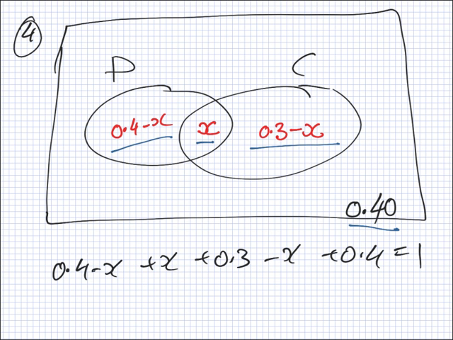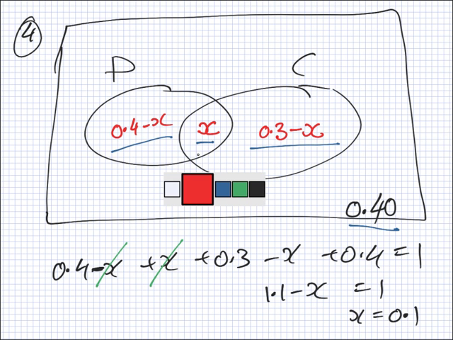Can you just do without... What equals 0.6? Oh yeah, that's fine. So that cancels that. 0.4, 0.3 is 0.7, and 1.1 is it? So 1.1 minus x equals 1, so you get x equals 0.1.